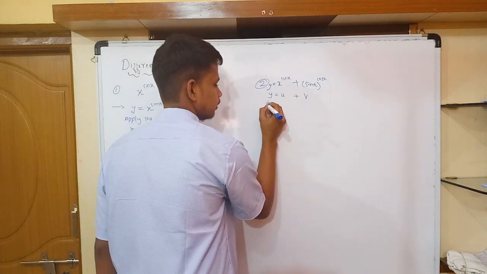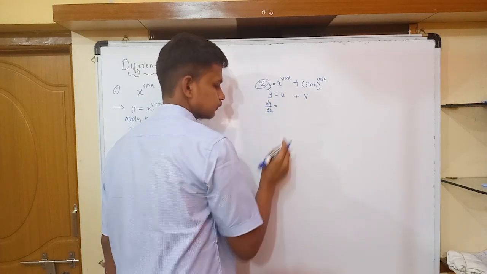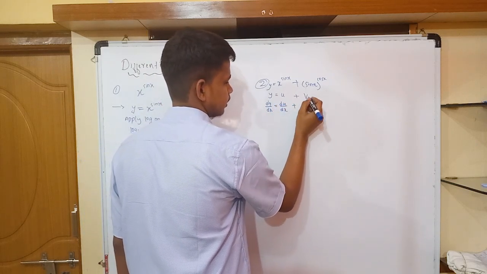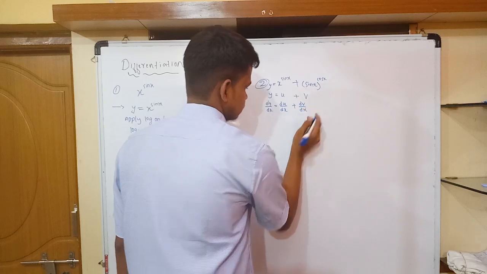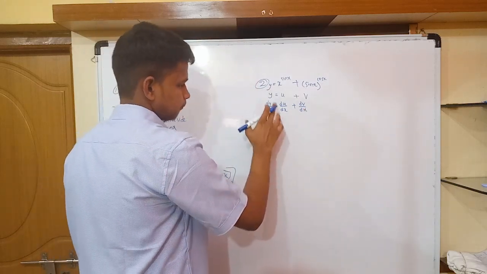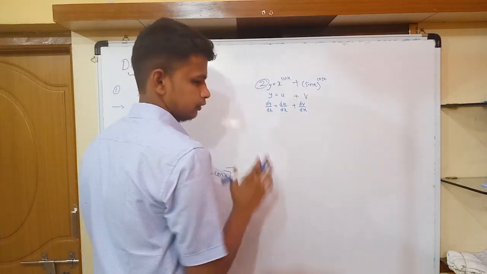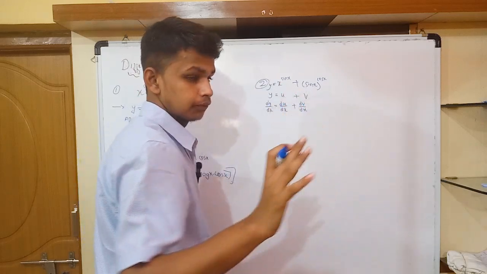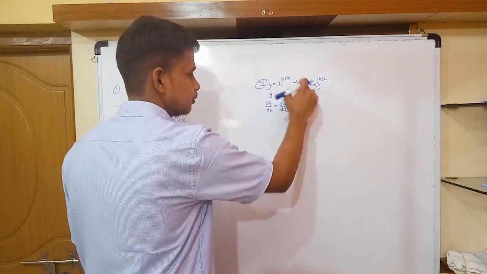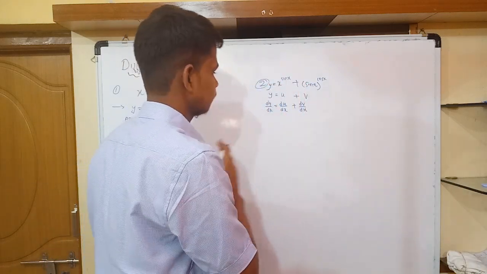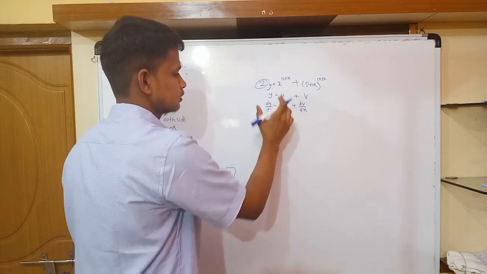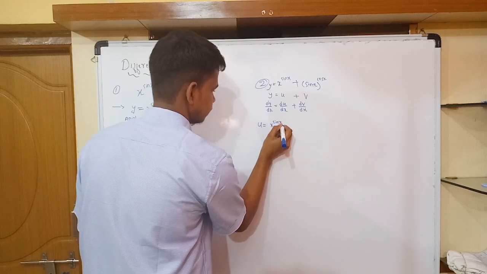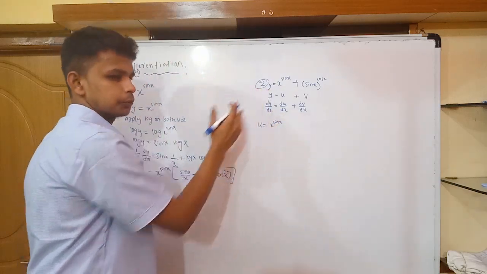So if you find the derivative, dy by dx becomes du by dx plus dv by dx. The derivative of u is du by dx, and the derivative of v is dv by dx. To find the derivative of y, we have to find the derivative of u and add the derivative of v. To find that, consider this function separately as u equal to x raised to sin x. Now it is in function raised to function form only.